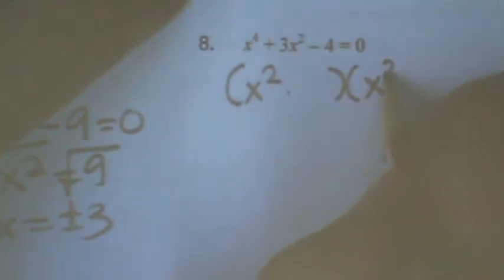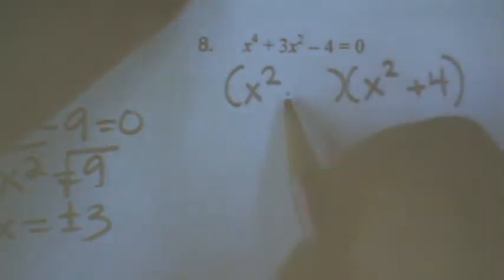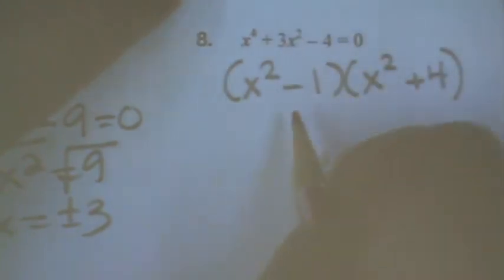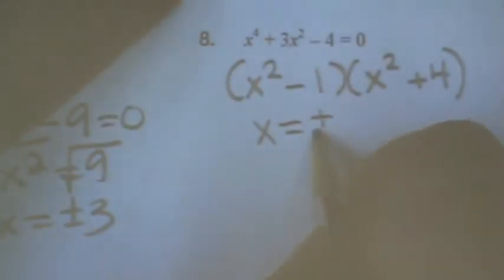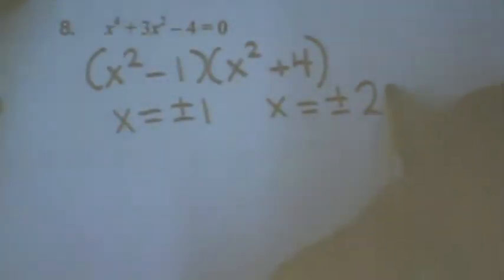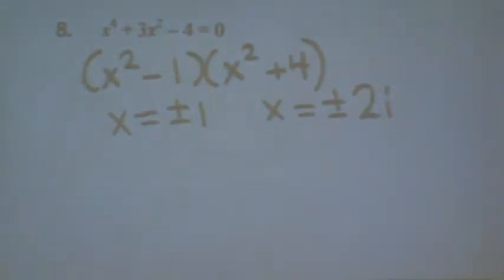Number 8 is another one I believe we can factor. You get x squared. We're going to put a plus 4 here because we want 4 and a minus 1 here, because these two will add to be 3x squared. So your answers for this one are plus or minus 1, and this one's going to be plus or minus, again, 2i, just like the last problem. Back page.